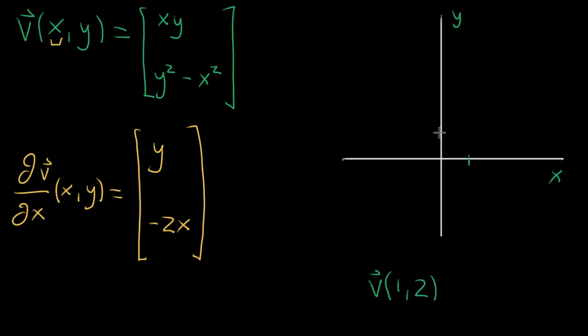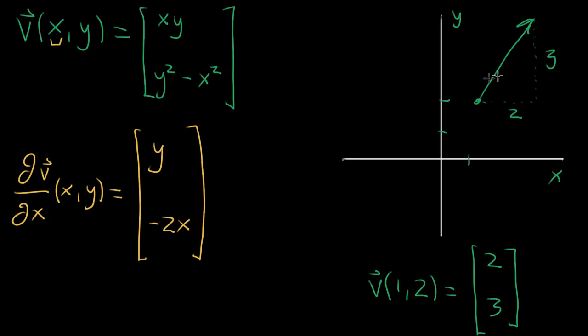That means x equals 1 and y equals 2, this input point, and we want to associate it with the output vector. So let's compute what it should equal. When we plug in x equals 1 and y equals 2, x times y becomes 2, and y squared minus x squared becomes 2 squared minus 1 squared, so 4 minus 1 is 3. So we have the vector 2, 3 that we want to associate with that input point. In vector fields, you attach the vector to the point. It should have an x component of 2 and a y component of 3, so it ends up looking something like this, and we attach it to that point.